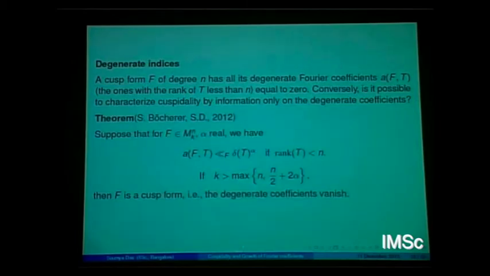And so there was a theorem, again joint with Böcherer in 2012. So if you assume some bound like this on the degenerate Fourier coefficients, and again if your k is a bit large, then you can conclude that f is a cusp form. So the degenerate coefficients are actually 0. Right? And I didn't define the delta T. Delta T is almost like the determinant. Determinant is of course 0, so it's almost like the determinant. So this is one result.